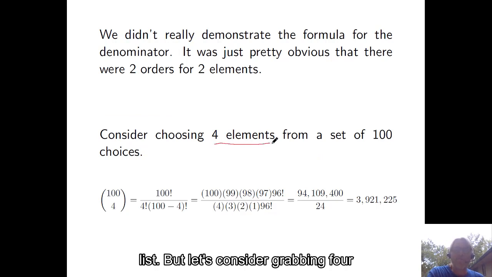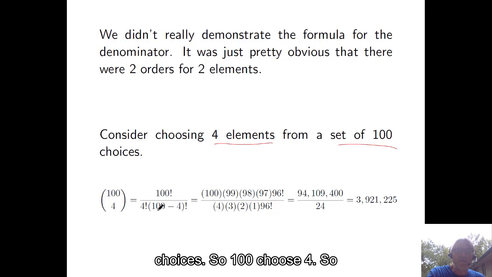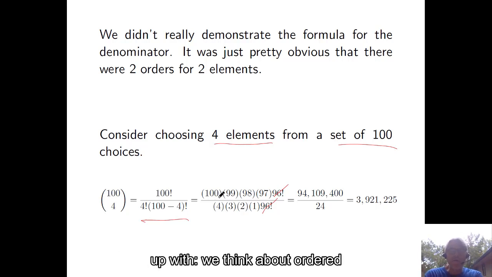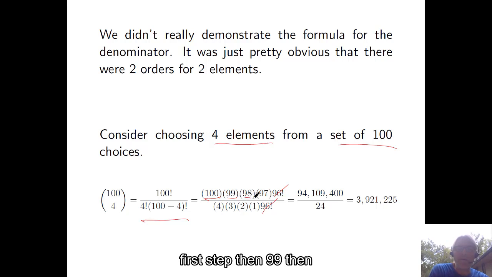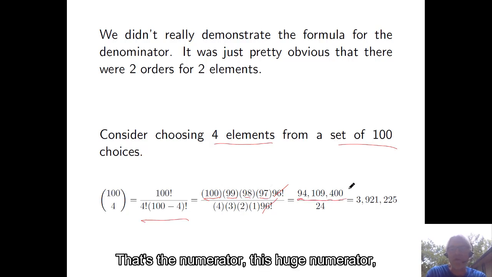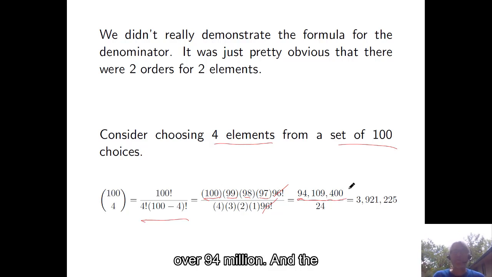But let's consider choosing 4 elements from a set of 100 choices. So 100 choose 4. That's the full expression, 100 factorial over 4 factorial times 96 factorial, 100 minus 4. There's a lot of crossing out here, and so we end up with, if we think about ordered lists, 100 choices for the first step, then 99, then 98, then 97. So those are good. That's the numerator.